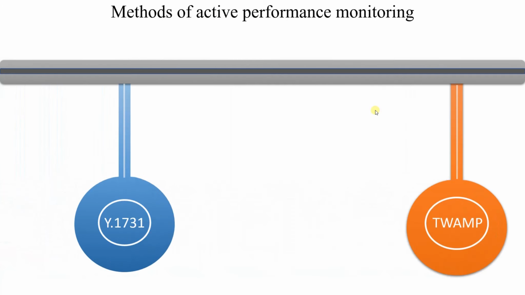Okay, methods of active performance monitoring. There are two different methods out there to monitor the performance of the network. One is Y.1731 and another is called the TWAMP solution. We are going to discuss these two things in the PPT.